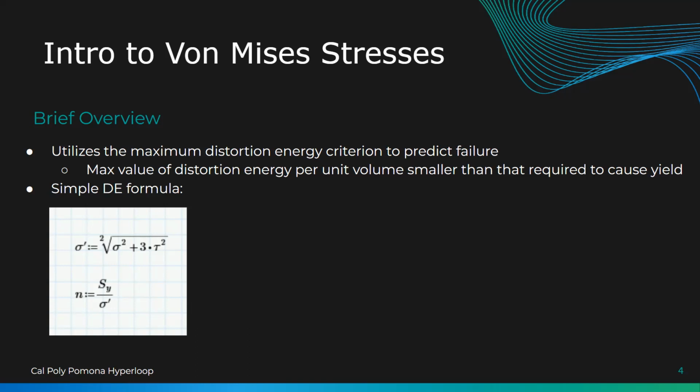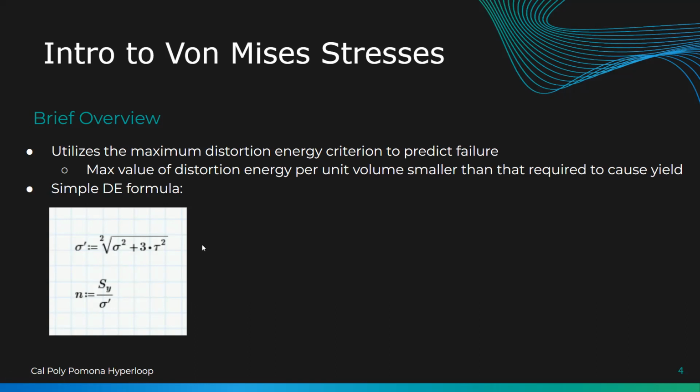So the way we go about designing things is we use this simple distortion energy formula, or von Mises formula, and basically it's going to be the amount of stress that you have squared plus 3 times the shear stress squared.